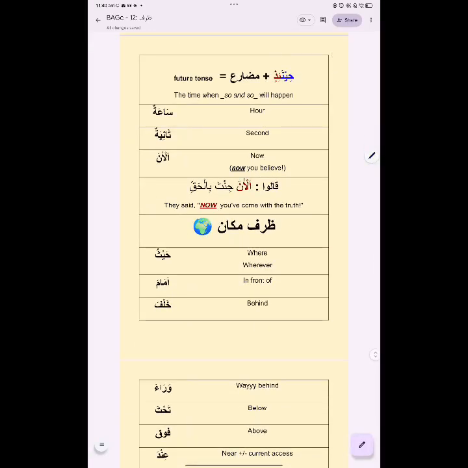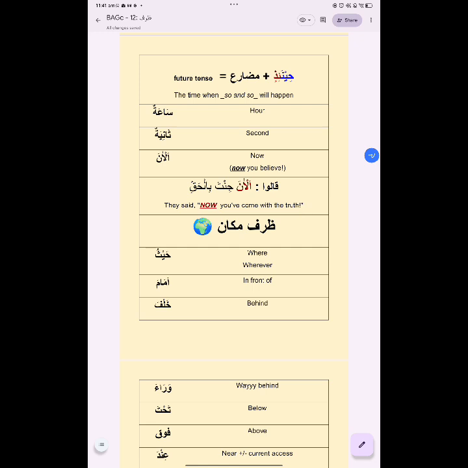Then you've got sa'atun, which means an hour. Saniyatun, second. Al-an, now. For example, qalu al-ana ji'ta bil-haqq. They said, now you've come with the truth. So these are different ways, according to the context, that it can be interpreted. These were your zarf zaman.